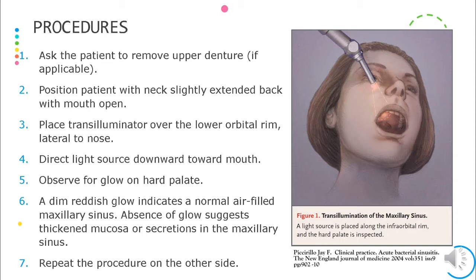When there is absence of glow, it suggests that there is a thickened mucosa or secretions in the maxillary sinuses, which can indicate that the patient might have sinusitis. Then repeat the procedure on the other maxillary sinus.